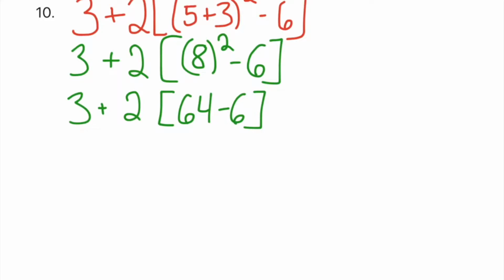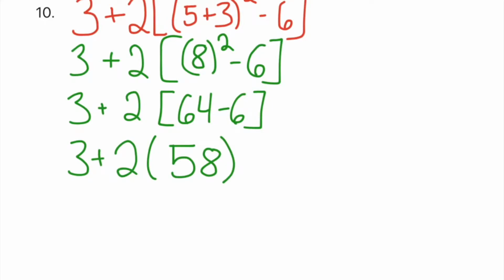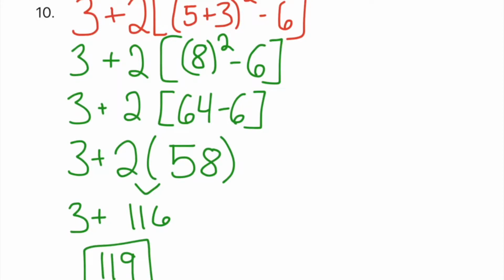Again, rewrite everything. And now again, we stick within our parentheses. So 64 minus 6 is going to give us 58. And then following order of operations, we need to multiply next. So 2 times 58 is 116. Plus 3, which will give us 119.